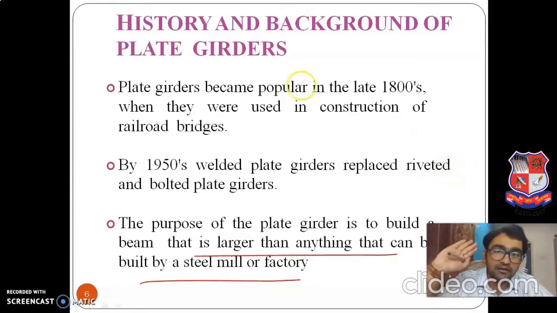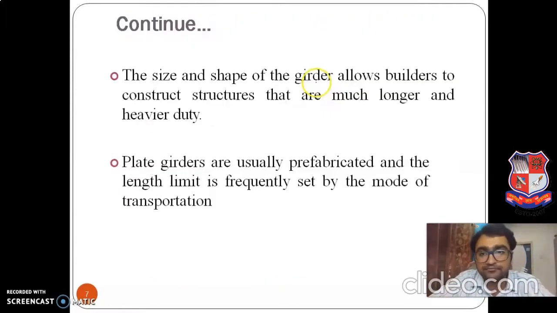So simple. Plate means what? It is a simple plate element, and girder is the beam. Right. So a simple high-section plate can be called a plate girder. The size and shape of the girder allows builders to construct structures that are much longer and heavier. So it is used to construct a longer structure. Obviously, it is used for bridges, not for the construction of steel buildings, or very rarely. Plate girders are usually prefabricated, with length frequently limited by the mode of transportation.